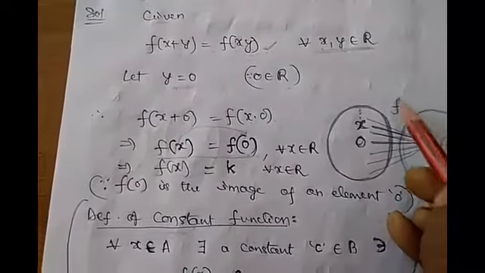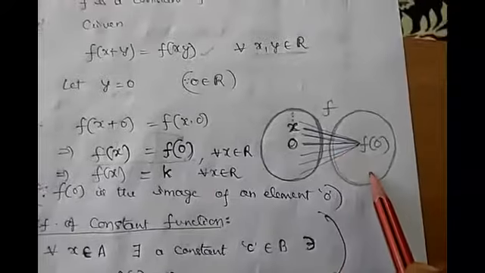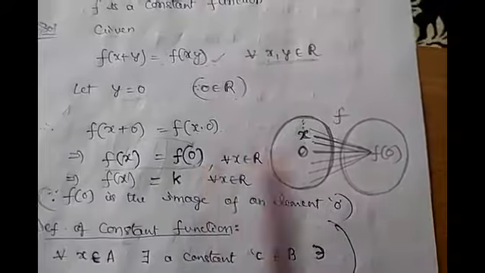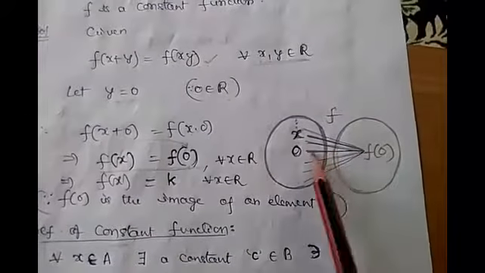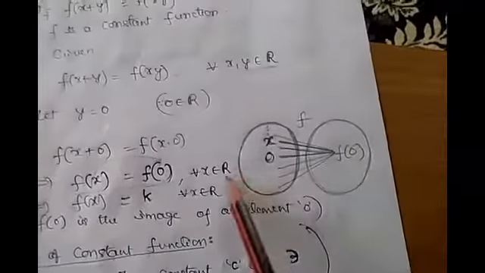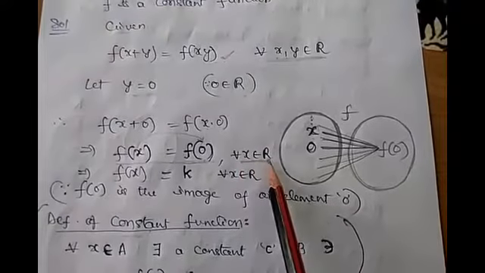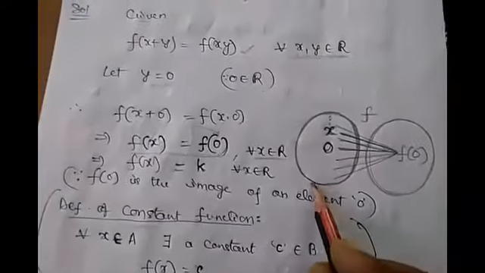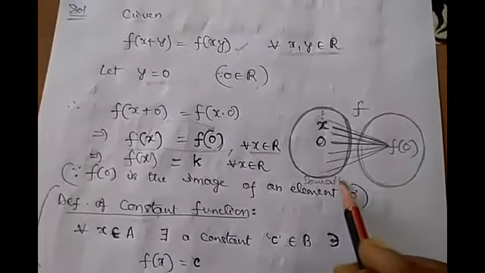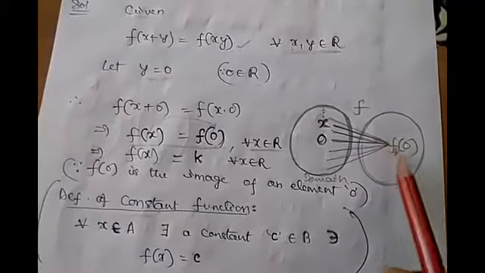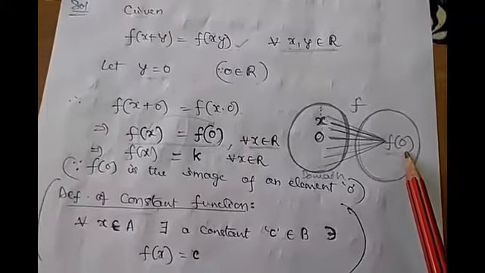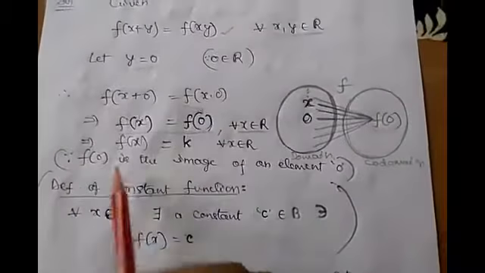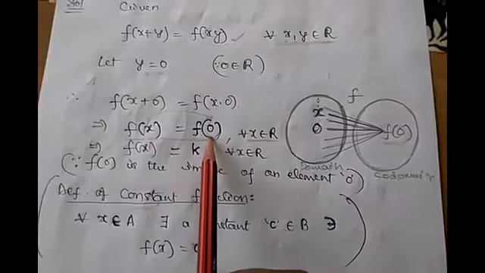Let us suppose this is the domain and this is the codomain. In the domain, for every x, what is the image of x? f of 0. For every x belongs to R, that means for all real numbers in the domain, there exists a constant f of 0 in the codomain such that f of x is equal to f of 0.